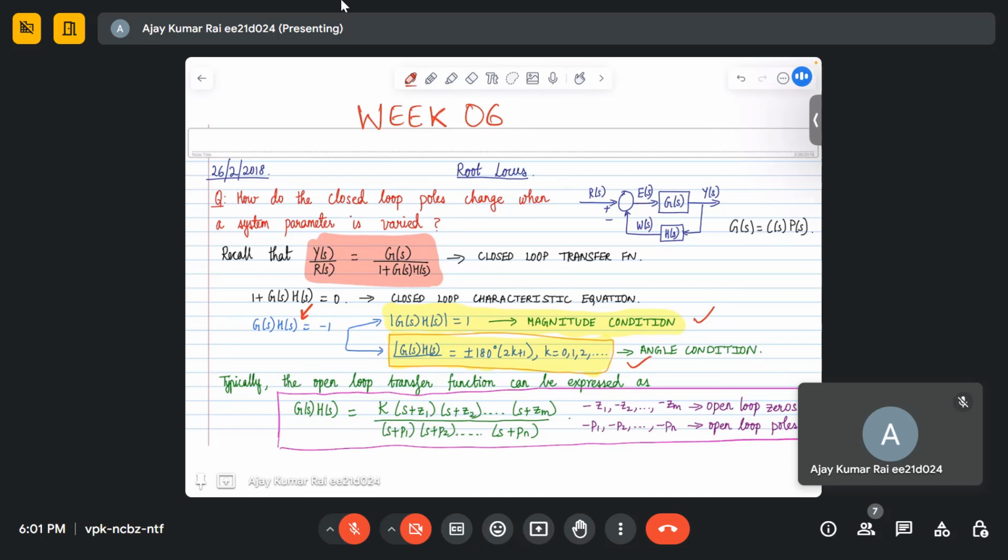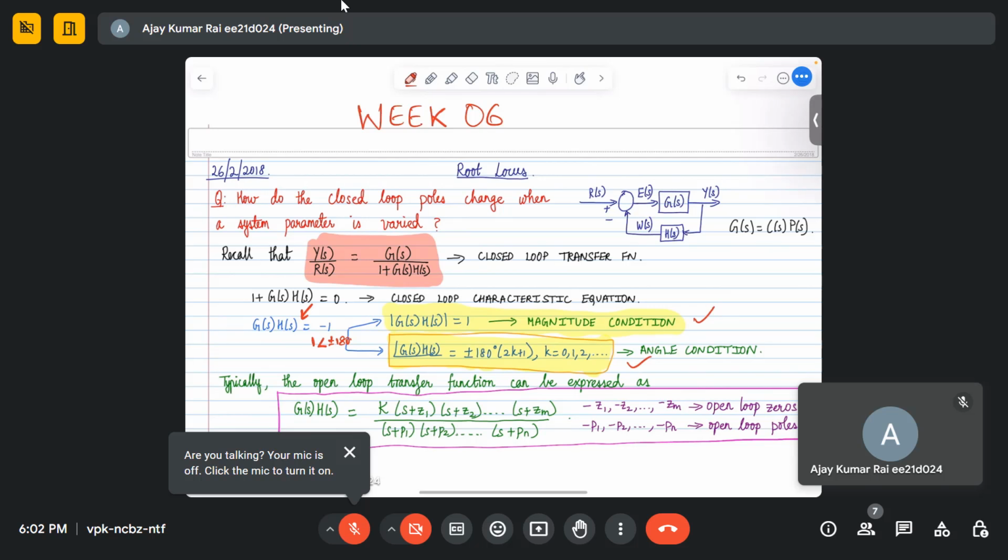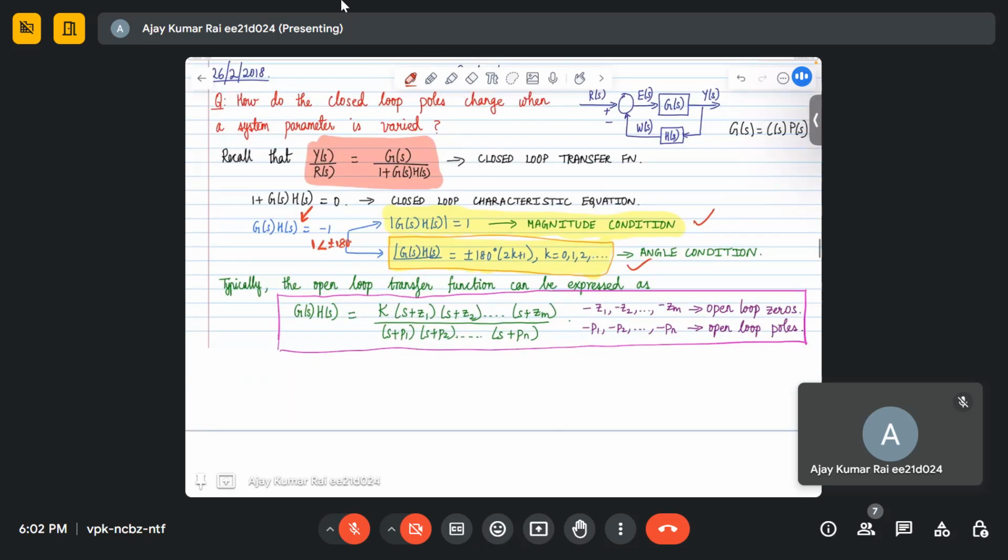Since G(s)H(s) is complex, because s is sigma plus j omega, -1 can be written as a magnitude and an angle: magnitude 1 and angle plus or minus 180 degrees. So it has two terms, the magnitude condition and the angle condition. If any pole satisfies this condition, we say that pole is a root of 1 plus G(s)H(s). So these two are the conditions.